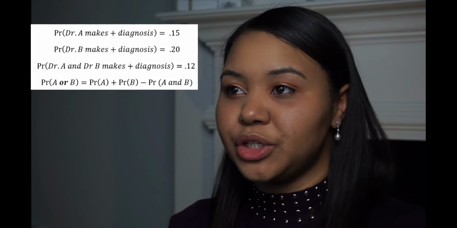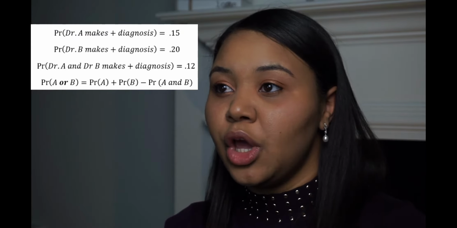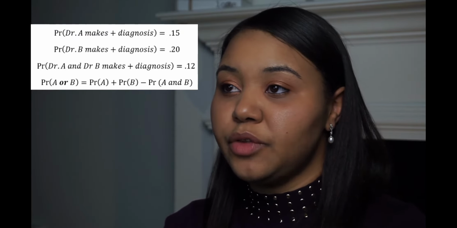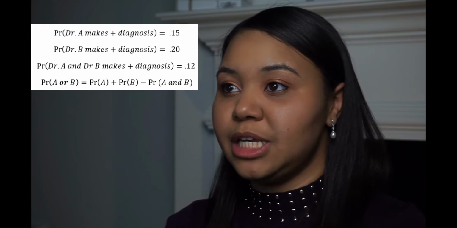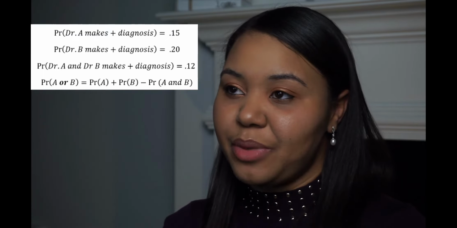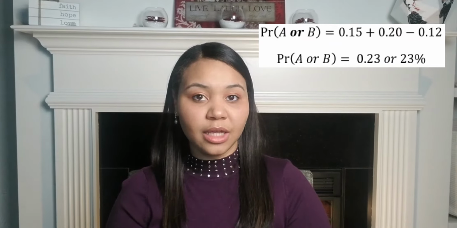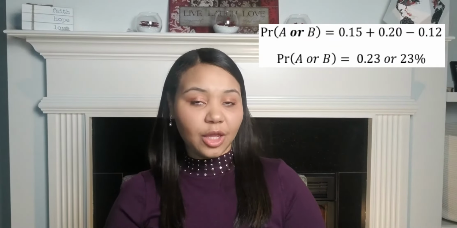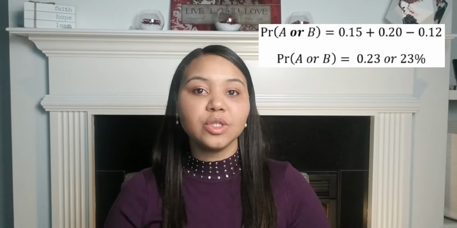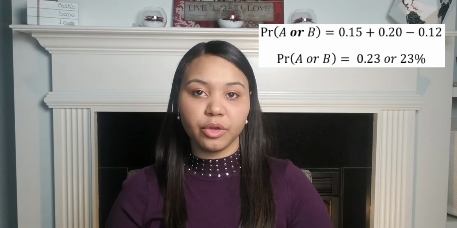To answer this question, we will use the rule of addition, where we will add the probability of Dr. A plus the probability of Dr. B minus the probability of both doctors making a positive diagnosis. The result is 0.15 plus 0.20 minus 0.12 equals 0.23, so 23% of all patients will be referred for further lab tests.